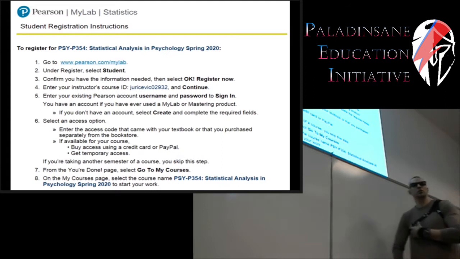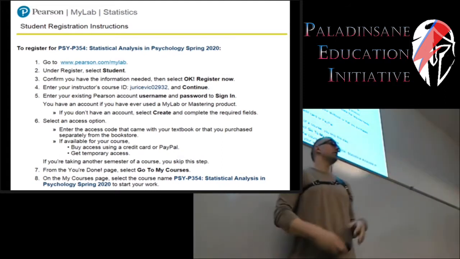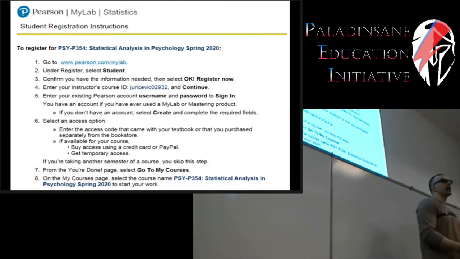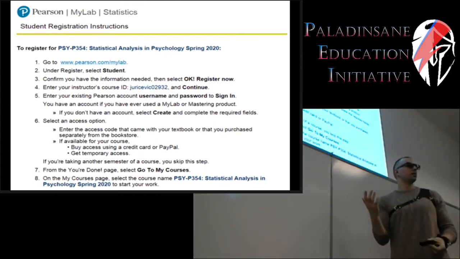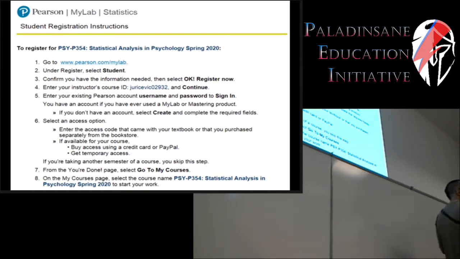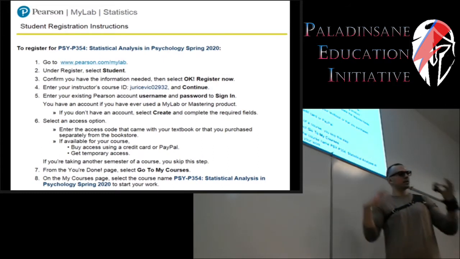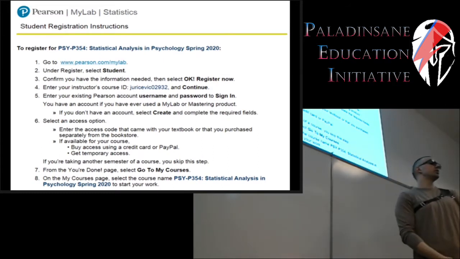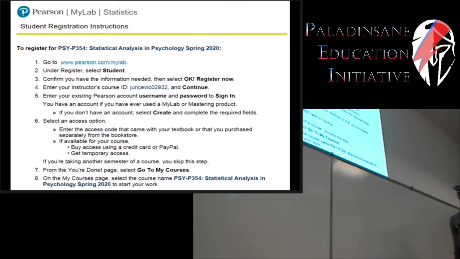Make sure that you do register under the name that you are registered at IUSB at, because I do need to transfer the grades from the MyLab to Canvas, and your grades will be mismatched, and you might be missing some grades if your names don't match. So whatever name you're registered at IUSB under, please make sure that's what you use for this one.